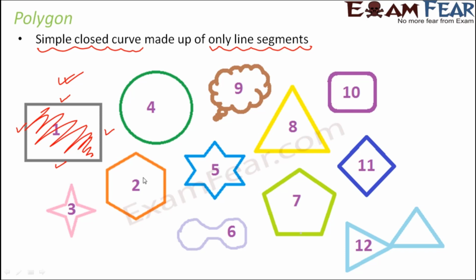Now let us look at number 2. Number 2 again is a closed curve. It is also a simple curve. In this case, 1, 2, 3, 4, 5, 6 line segments form this. Therefore, this is also a polygon.